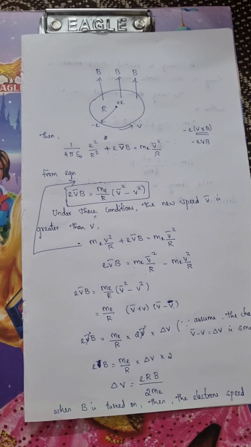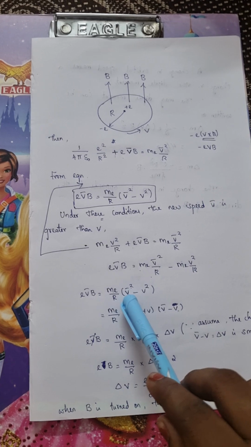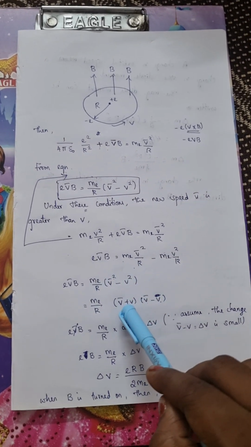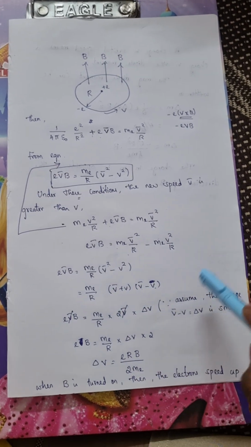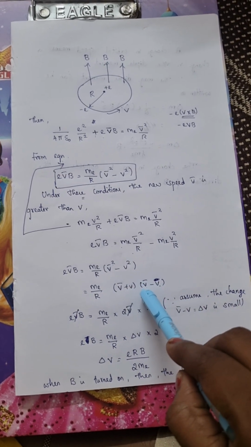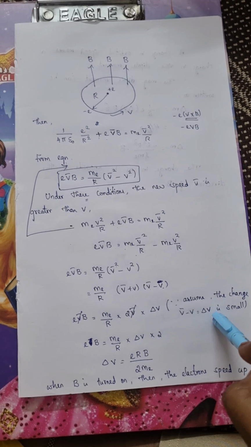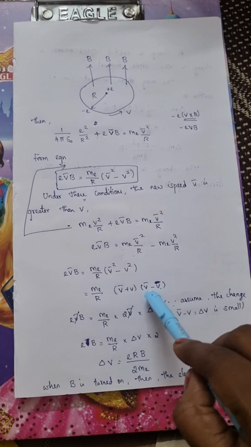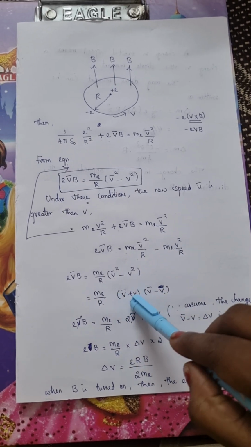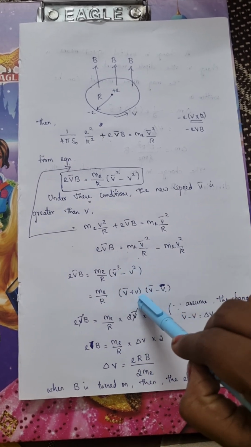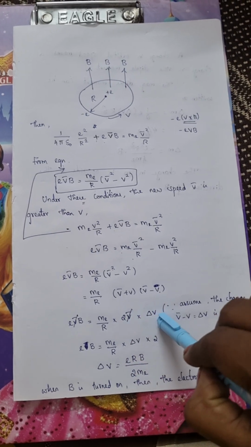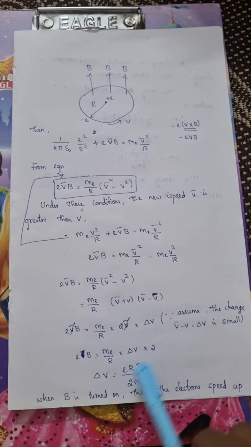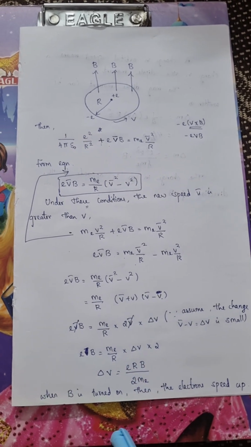We can take m by r outside, so v bar square minus v square. It is in the form of a square minus b square, which we can write as a plus b into a minus b. Here we assume the change, v bar minus v, that is delta v, is very small. Since the difference between the old speed and new speed is very small, we can assume they are nearly equal. So it can be written as 2 v bar into delta v. So v bar cancels, m by r delta v, so delta v equals erB by 2m.